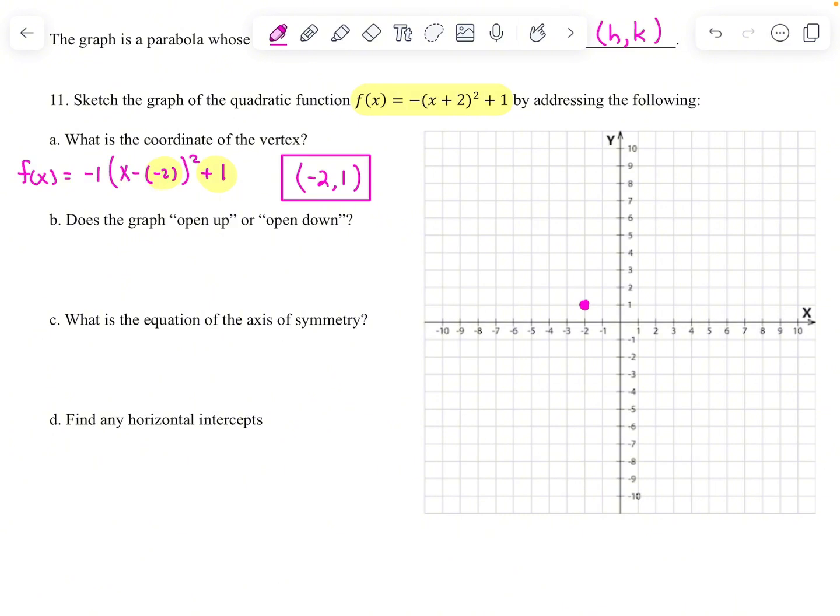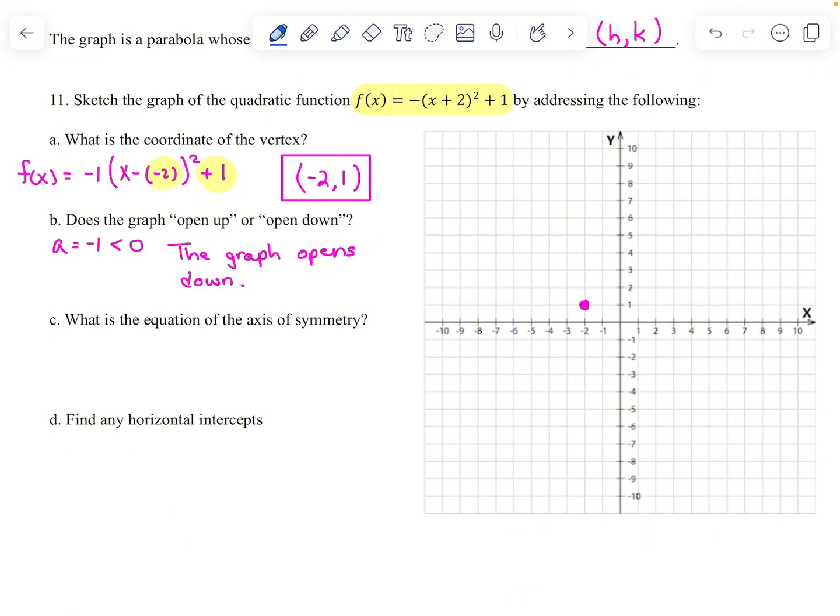Part B, does the graph open up or open down? Well, all we need to do is look at the value of a. In this case, a is equal to -1, which is less than 0. This means the graph opens down.